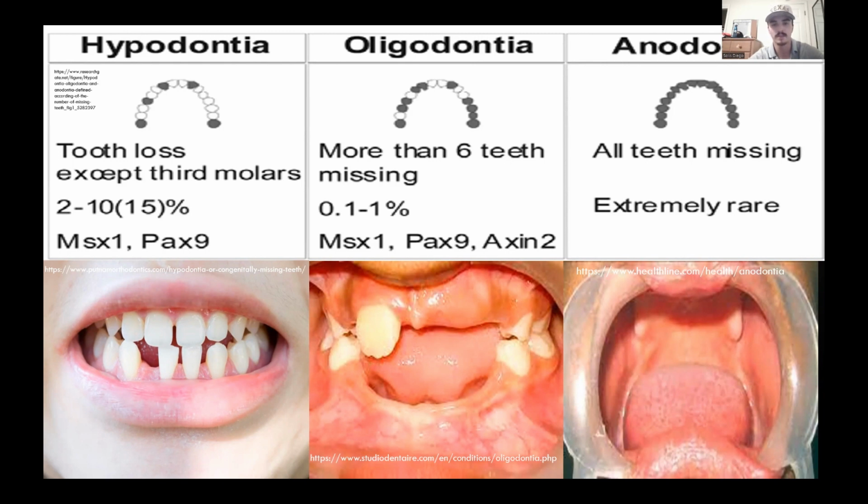On the left, of course, hypodontia. In the middle, oligodontia, and on the right, anodontia, all the teeth missing.